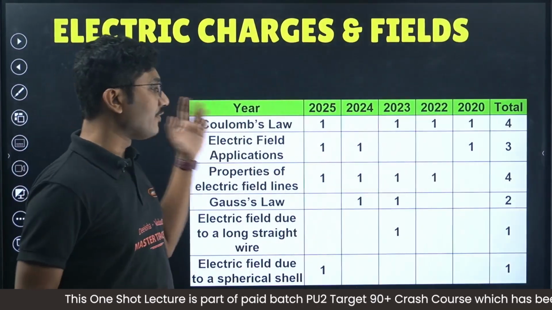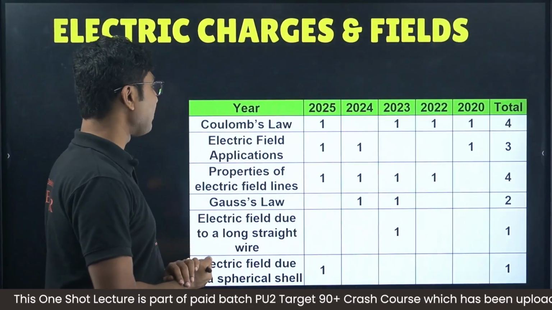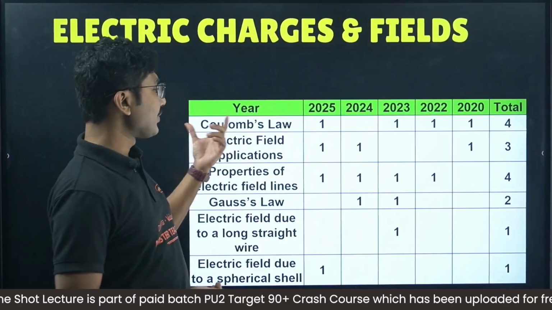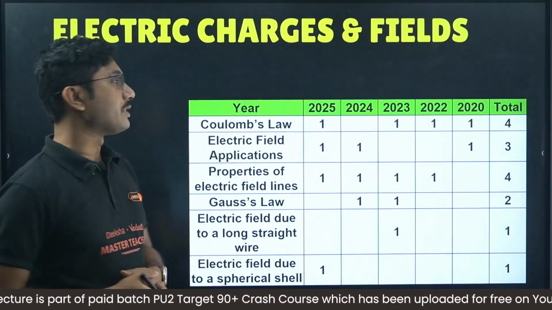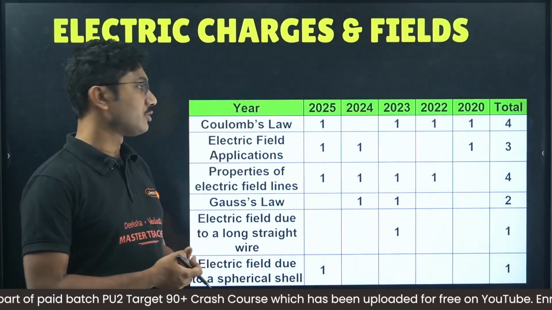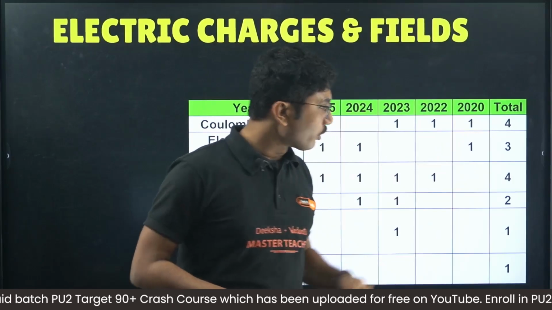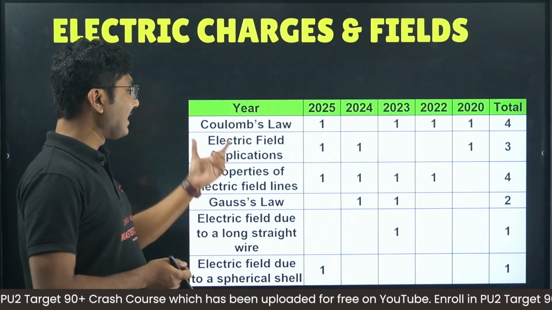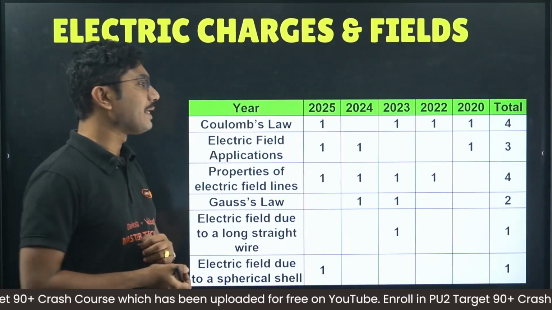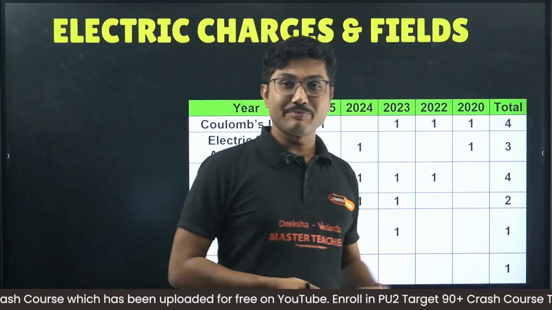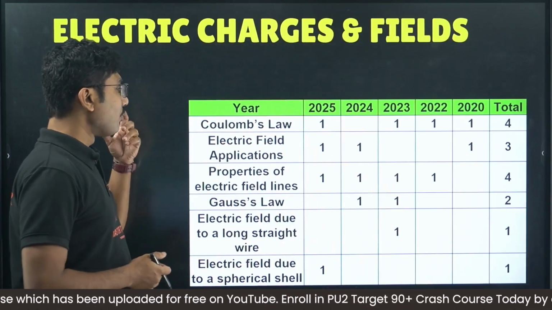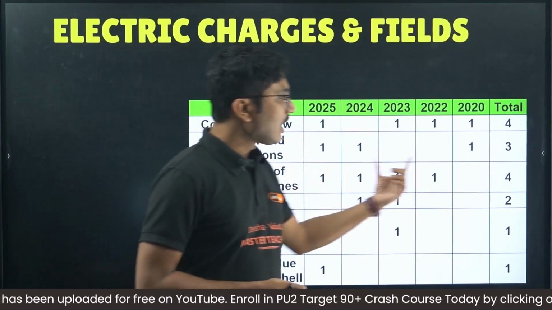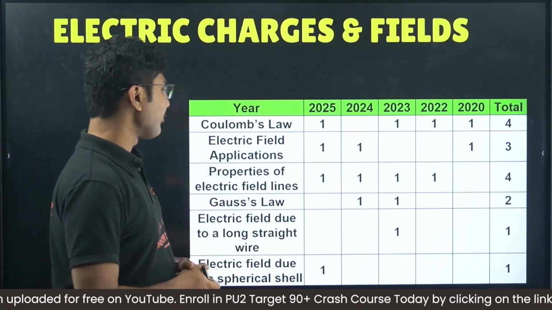If you see the previous last 5 years analysis from the chapter, you will see that the questions or the topics coming from this chapter are based on Coulomb's law. It came 4 times in last 5 years. Electric field applications, mainly numericals, came 3 times in last 5 years. Properties of electric field lines came 4 times, a very important question.